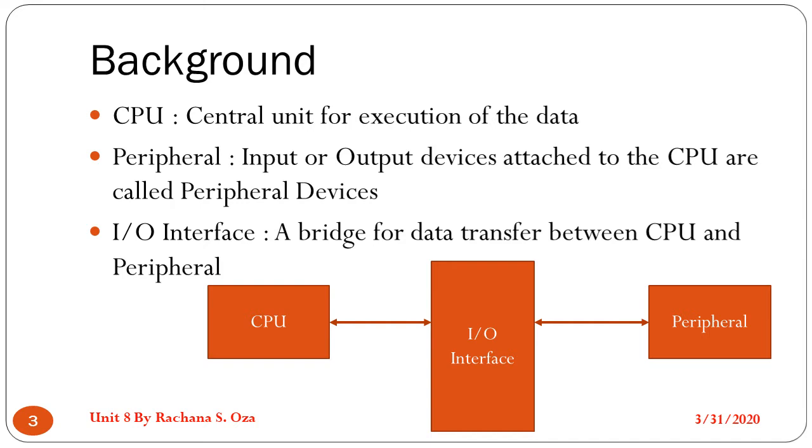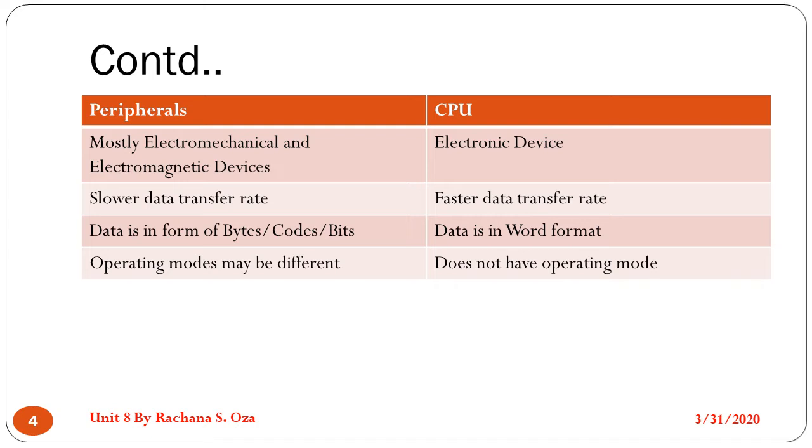Now there are certain questions in your mind. Why do we require this bridge, this IO interface? Why can't a CPU communicate with a peripheral device directly? The answer is over here in the next slide. Here you can see the differences between the peripheral and the CPU listed. So the very first thing is peripherals.